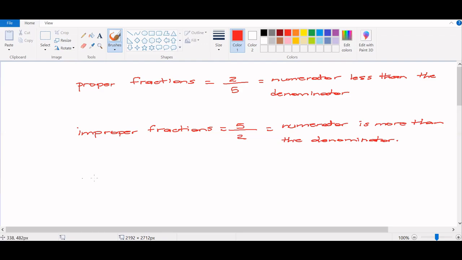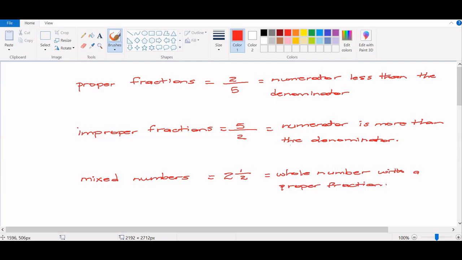And a mixed number, or mixed numbers look like this. So I'm going to change this to a mixed number. Mixed number, you have a whole number and a fraction. So mixed number is a whole number with a proper fraction. It's not an improper fraction next to it. A whole number with a proper fraction is a mixed number. That is when you have a remainder, right? A mixed number occurs when you have a remainder.